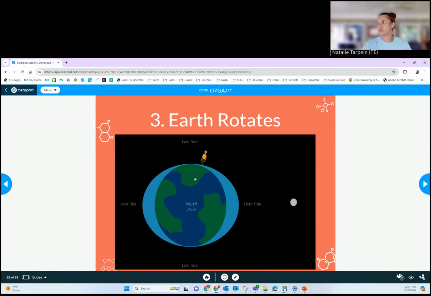One more. So now we've got this little guy standing on the Earth. So paying attention, here's the moon. Here's the rotation of the Earth. High tide when we're closest to the moon. Low tide when we are a quarter away from the moon. So 2 high tides, 2 low tides.